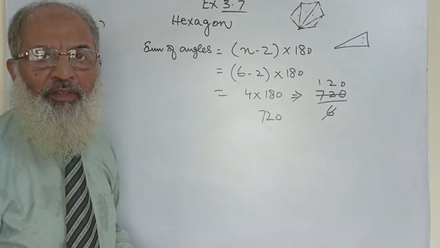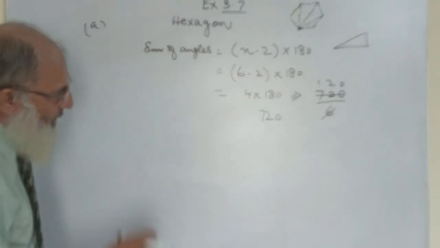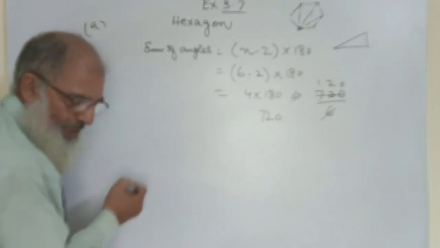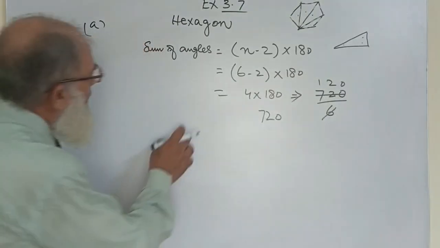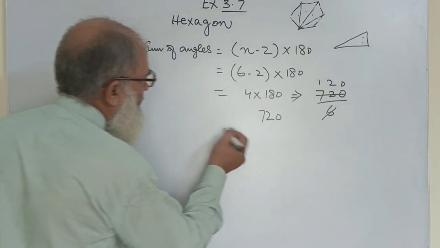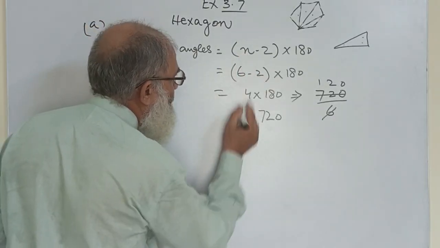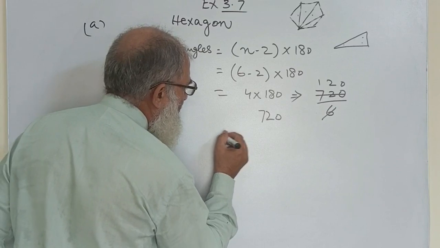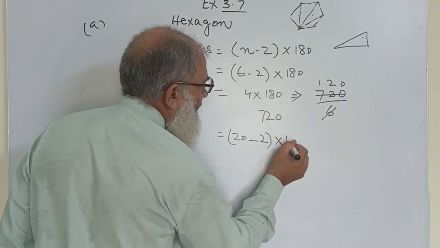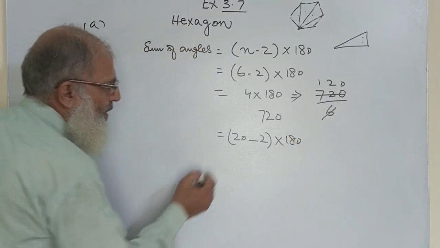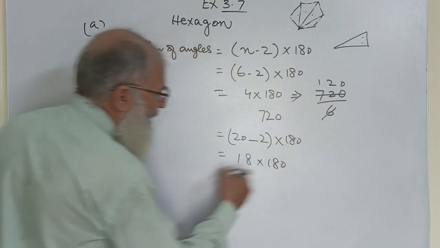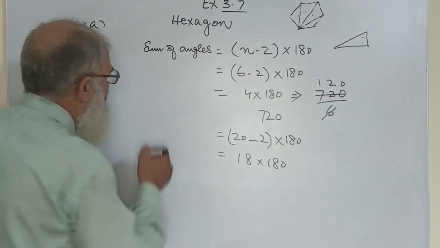Similarly, I can just do the last one also. It is a 20-sided figure. Now, for a 20-sided figure, we have to replace this 6 with 20. So 20 minus 2 multiplied by 180, which becomes 18 multiplied by 180, and it is simple to do.